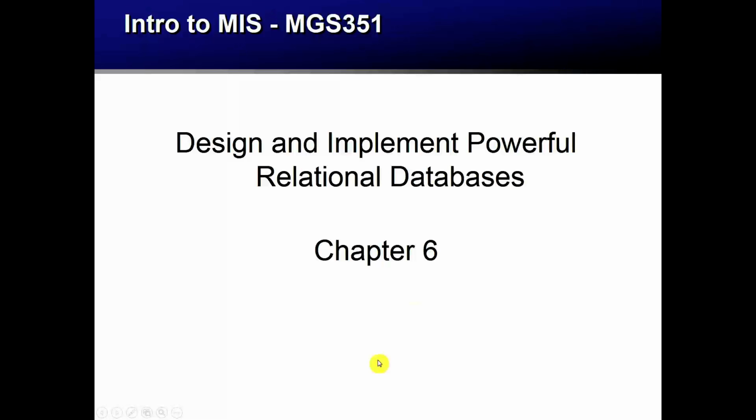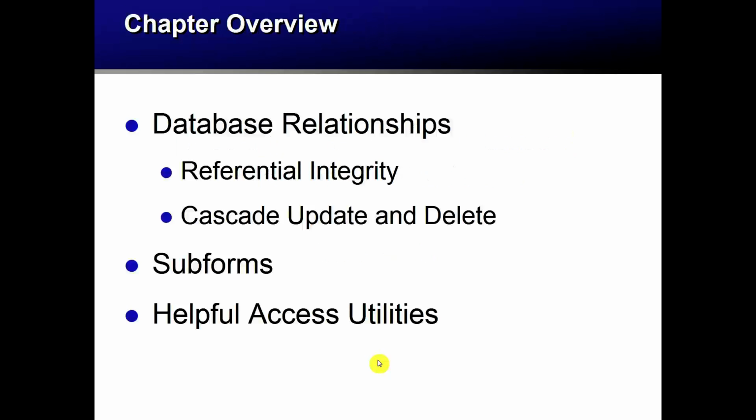So Chapter 6 has to do with relational databases and how we implement those in Microsoft Access. So it's really starting to tie together a lot of what we've talked about throughout the semester. There's really two halves to today's lecture. The first half is going to discuss how we set these database relationships, how we set the features that go along with it, like referential integrity, cascade update, and delete.